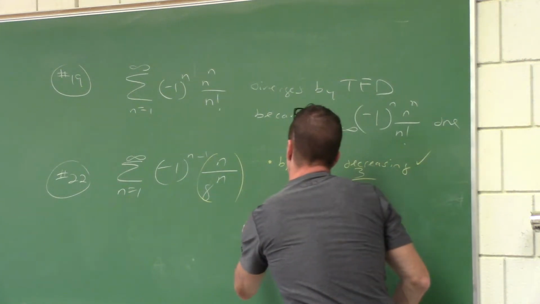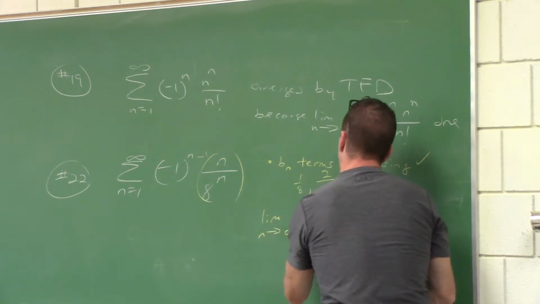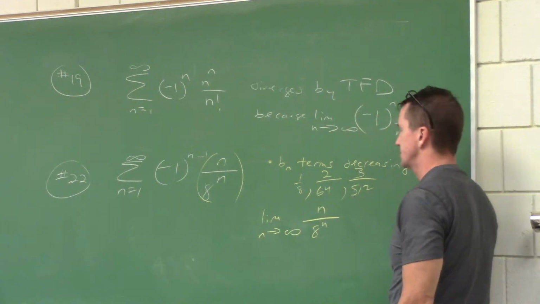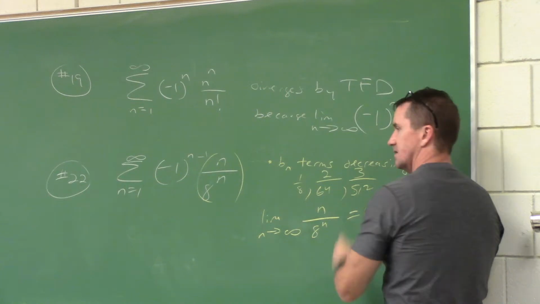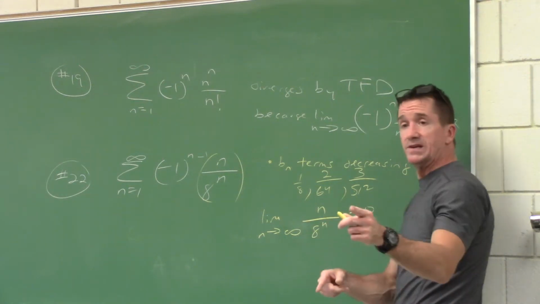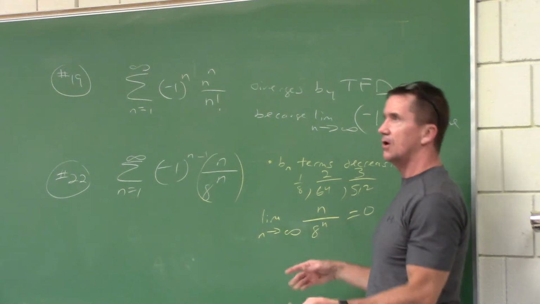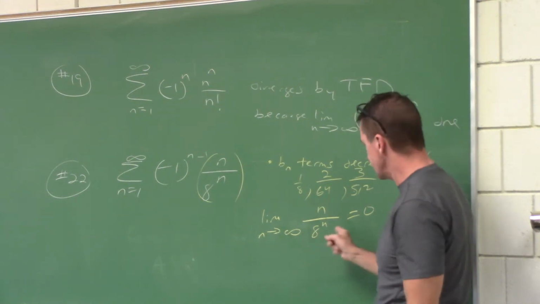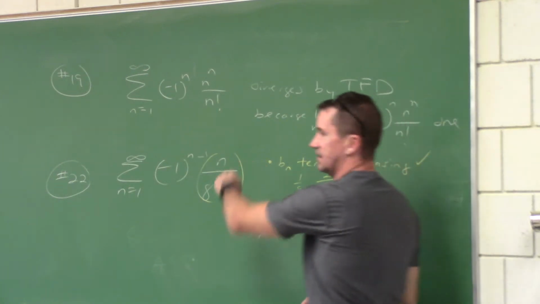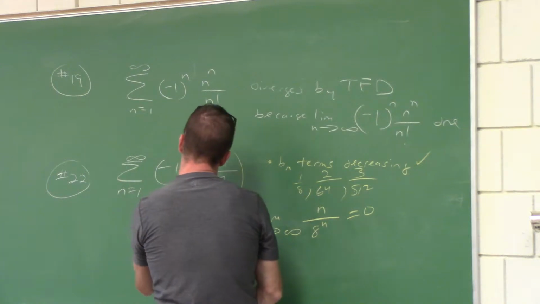And what's the limit as n approaches infinity of n over 8 to the n? 0. The exponential is blowing away that polynomial in the numerator. Or do L'Hopital's rule: the derivative of the numerator is 1. What's the derivative of 8 to the n? Natural log of 8 times 8 to the n, which still sets that limit equal to 0. So this converges by what? AST.